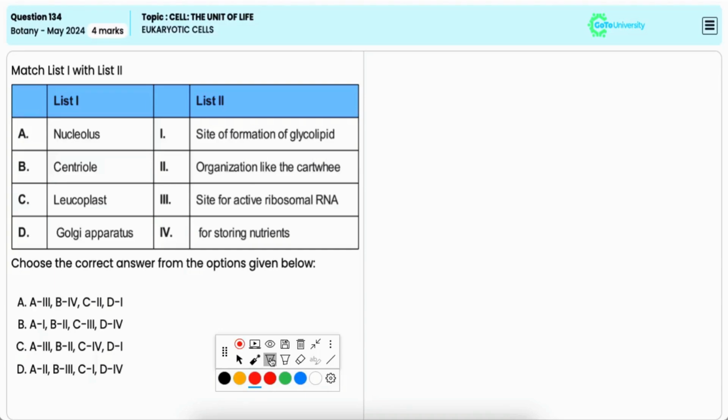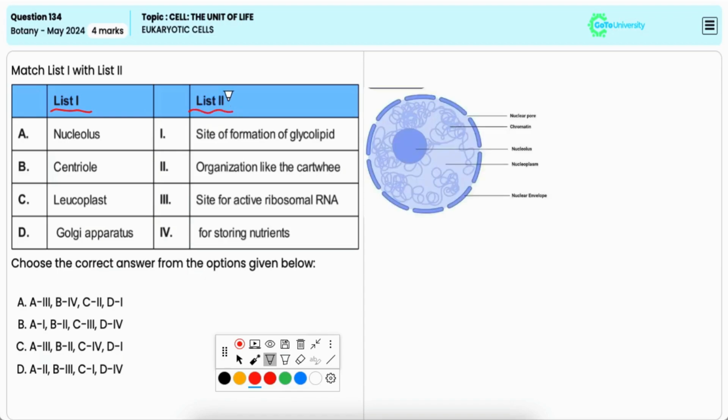In this question, you have to match the components given in list 1 with that of list 2. Now, the nucleolus is the site where the ribosomal RNA, that is rRNA, is synthesized and combined with the ribosomal proteins to form the ribosomal subunits. Thus, A matches with 3.